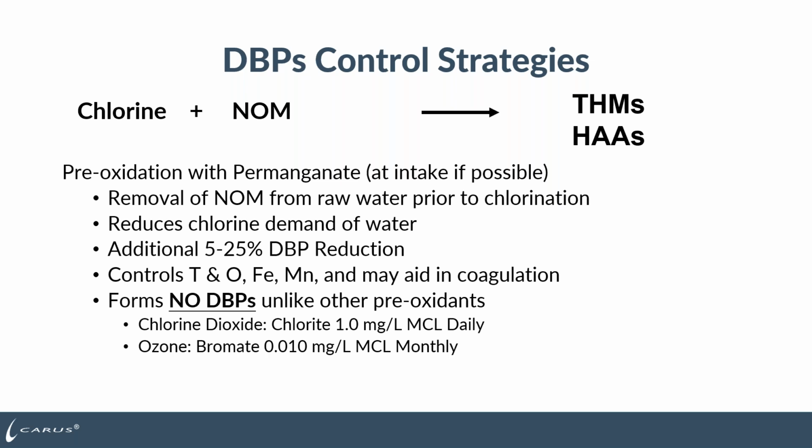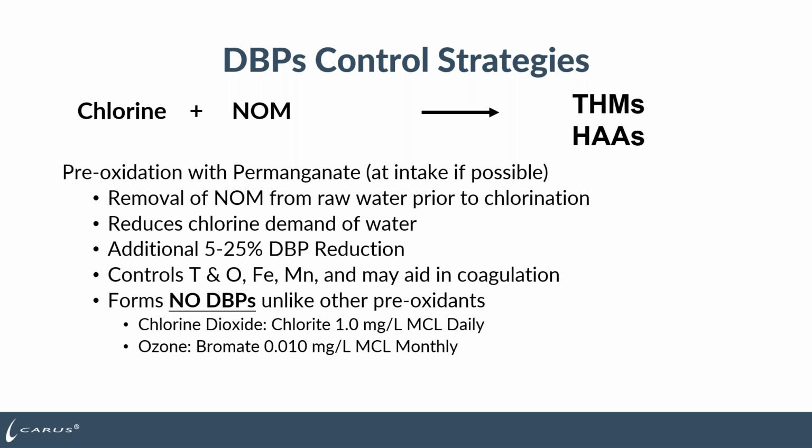What ends up happening is the permanganate reacts with those organics. It reduces the chlorine demand of the water when you do disinfect at the back of the plant. And you typically might see another 5 to 25% reduction in disinfection byproducts by pre-oxidizing with permanganate. The other benefit, though, is that now that you don't have chlorine at the front of the plant, permanganate can react with those taste and odor compounds to remove them. It can react with the iron and manganese in the water and remove them as well. So you get all the benefits of chlorine without the formation of any disinfection byproducts with permanganate.